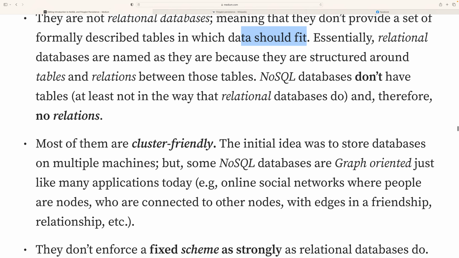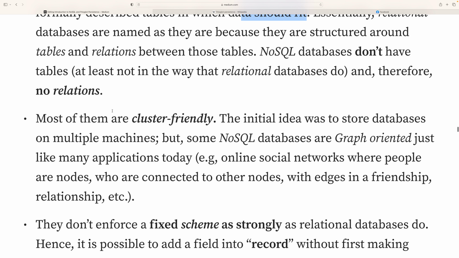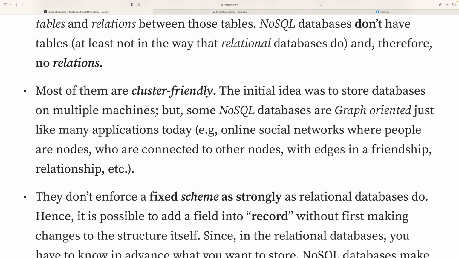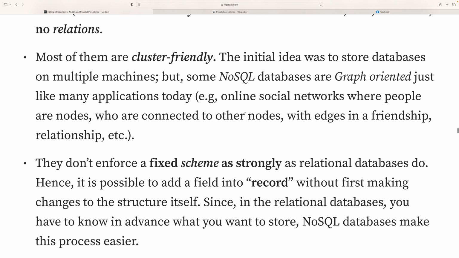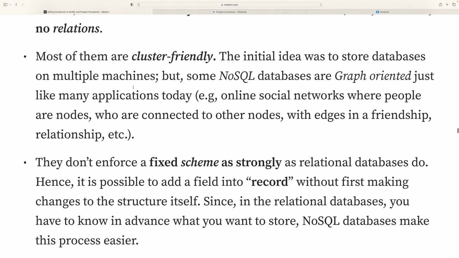A NoSQL database does not have tables, or at least not in the way relational databases do. Therefore, no relations. Most of them are cluster friendly. The initial idea was to store data across multiple machines, but some NoSQL databases are graph-oriented, just like many applications today, such as online social networks where people are nodes and are connected to other nodes by an edge in the friendship relationship.